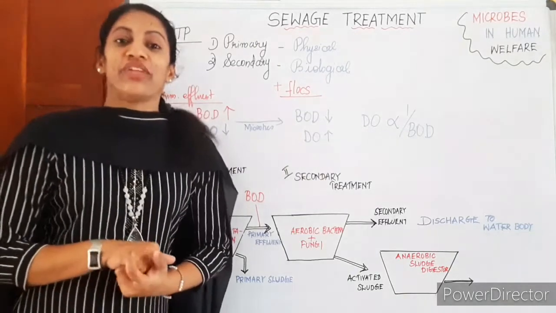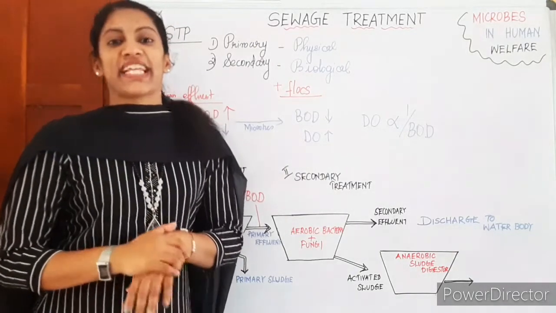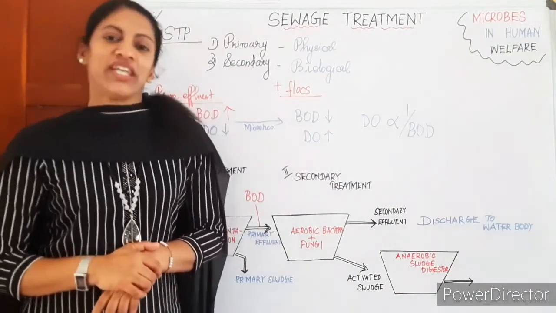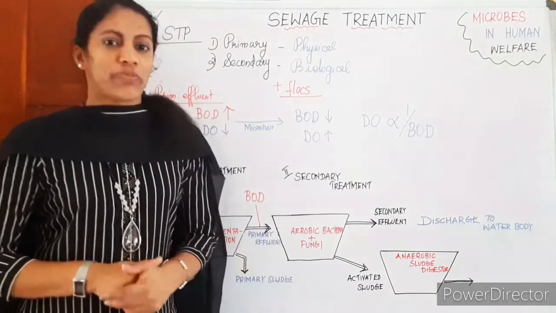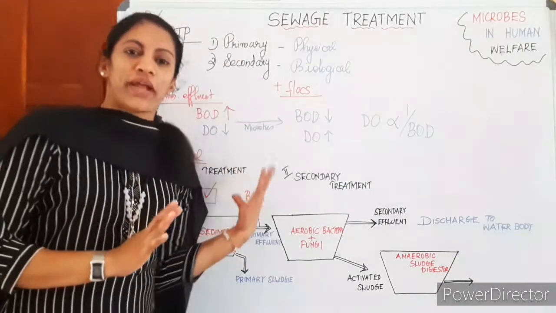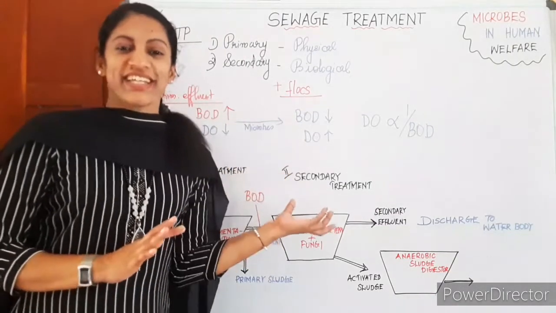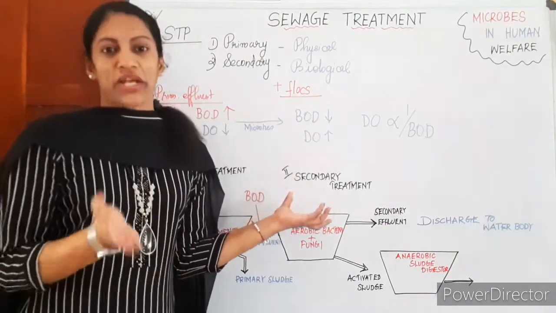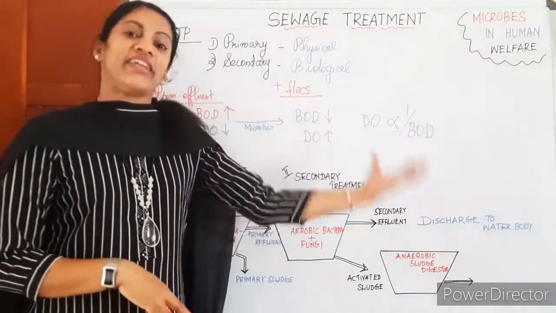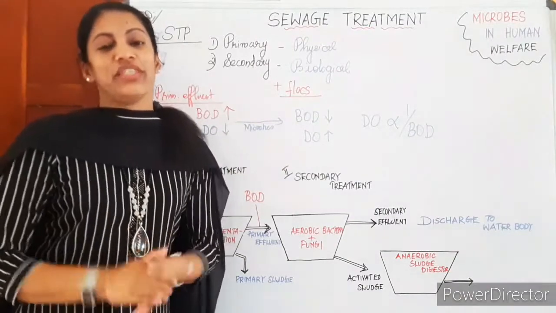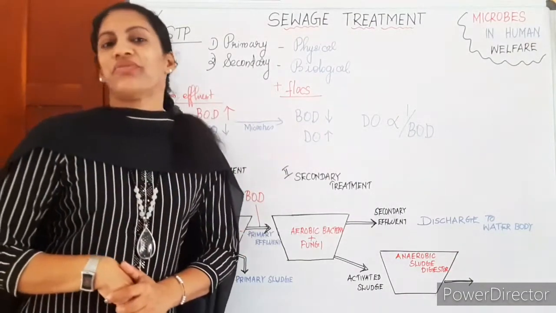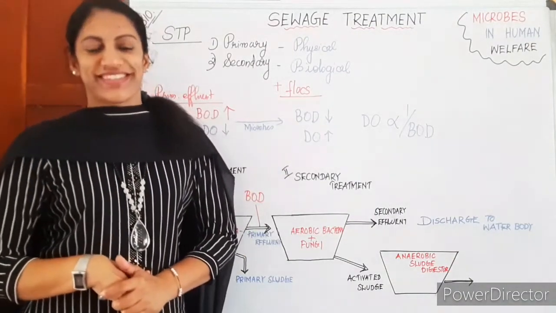Then tertiary treatment is done like chemical treatment: ozonation, chlorination, etc. It's not our concern of microbial action, and it's not mentioned in your book. Just understand primary and secondary treatment. Secondary treatment is the biological treatment where microbes are used, and tertiary treatment is a chemical treatment where chemicals are added so that we can use this water for our household purposes.